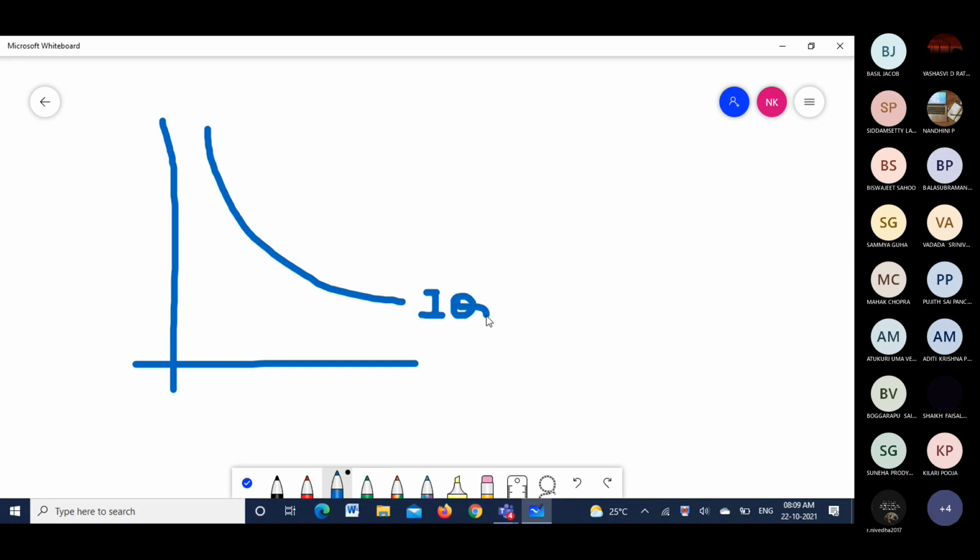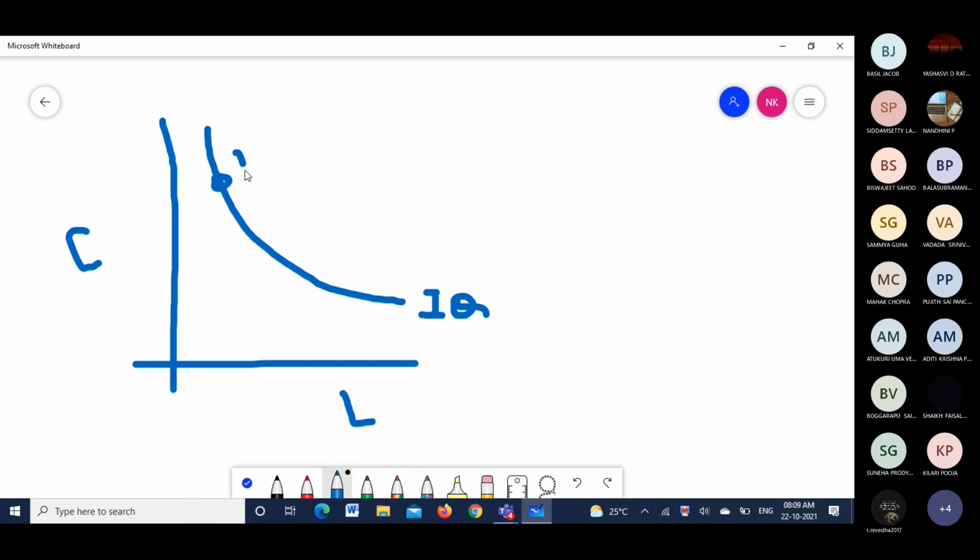Isoquant curve means it's a curve which shows the combination of two different factors which will be yielding the same level of output. So that is what we have defined initially. For the theory, normally we are taking capital and labor as the two important factors.